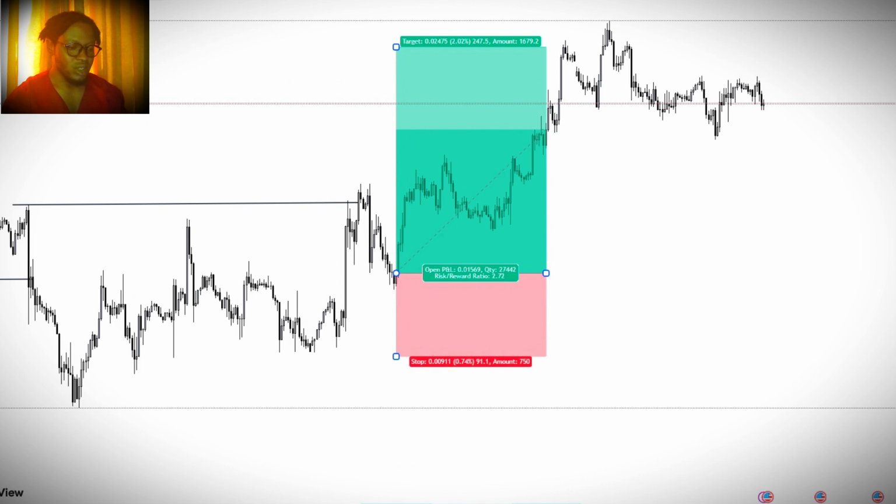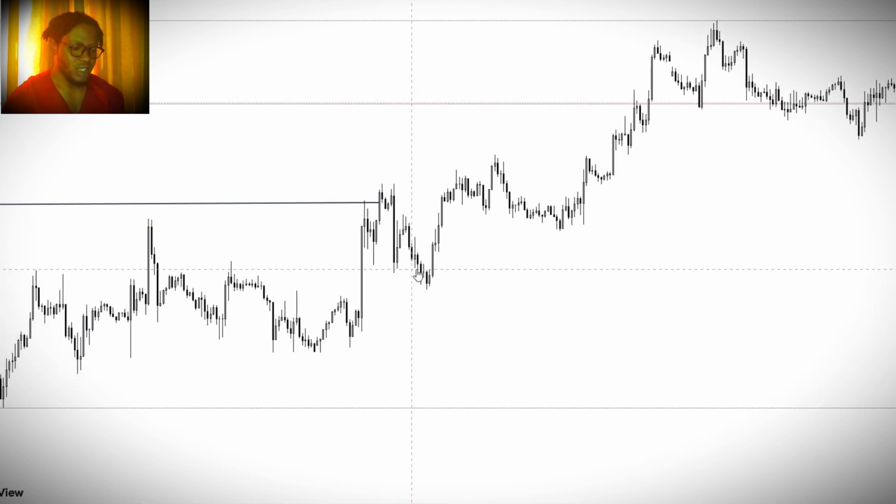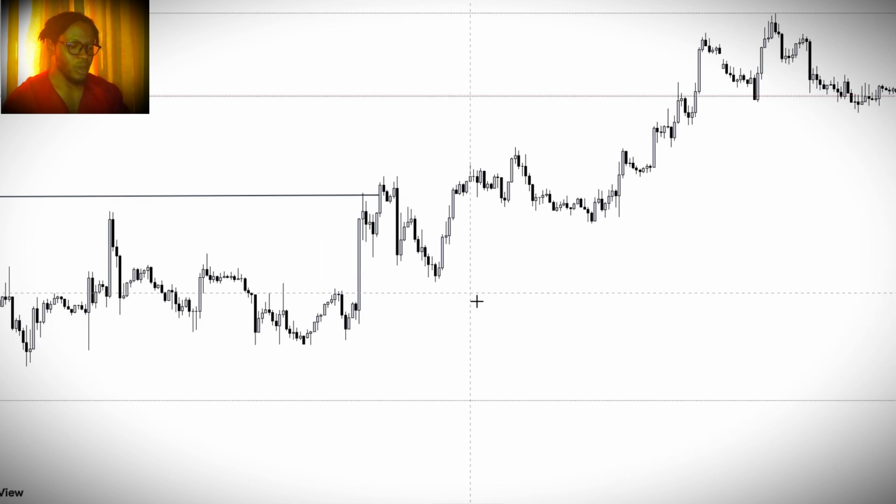Because as you can see, there is no shift of structure here. I don't know if you are seeing this. There is no shift of structure. Even if you go down to the lower time frame, you won't see any shift of structure here because it just consists of bullish candlestick. You can see the buyers entered the market aggressively, so I didn't get any shift of structure.